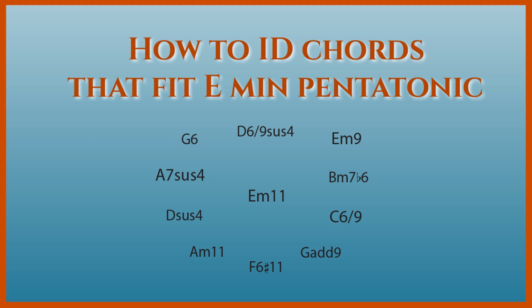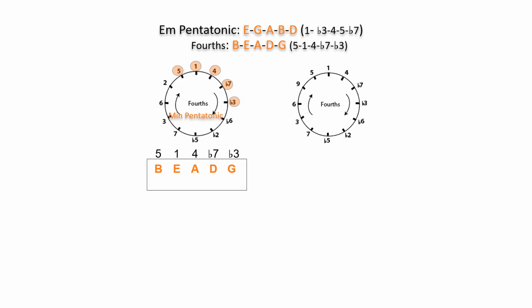In this lesson, you'll learn how to identify different chords that can be used with the E minor pentatonic scale. First, we arrange the 5 tones of E minor pentatonic in fourths. We begin with E as the root, move up a fifth to B, then up in fourths to A, D, and G. This arrangement helps us visualize the harmonic possibilities within the scale.